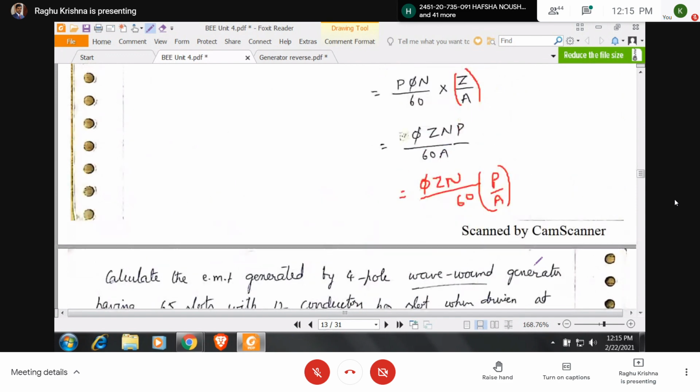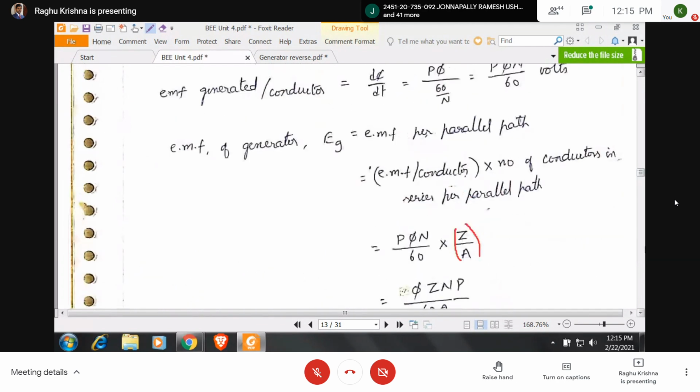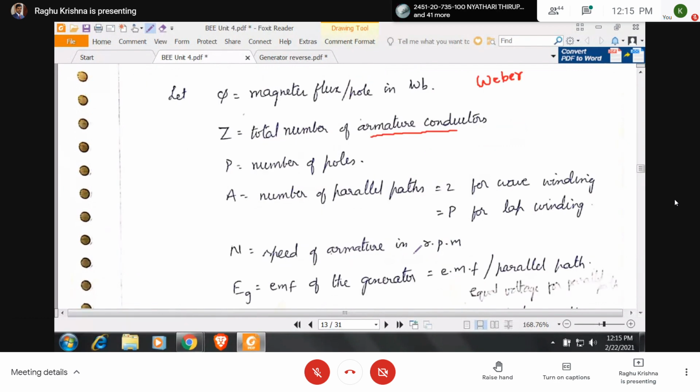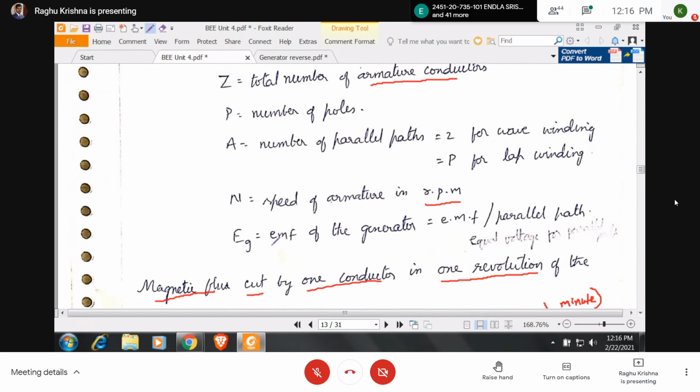Okay. So is it clear? Can you derive this equation? So a very simple derivation. First you have to know: Φ is the magnetic flux per pole in Weber. Z is the total number of armature conductors. P is the number of poles. A is the number of parallel paths, equal to 2 for wave winding, equal to P for lap winding. N is the speed of the armature in RPM. Next term, Eg is the generated EMF of the generator, which is equal to EMF per parallel path.